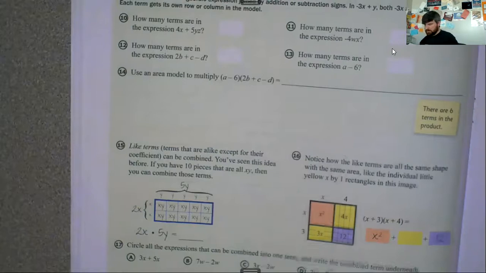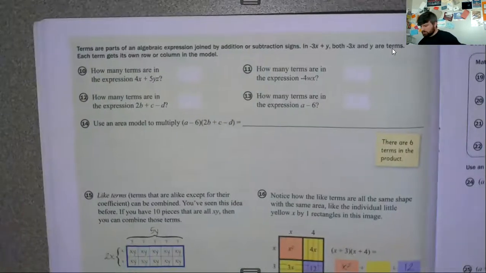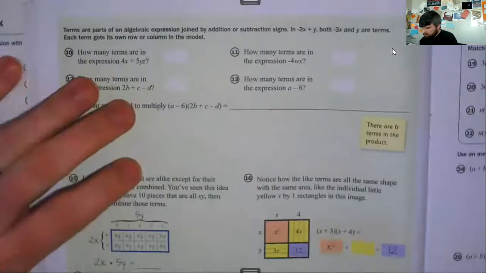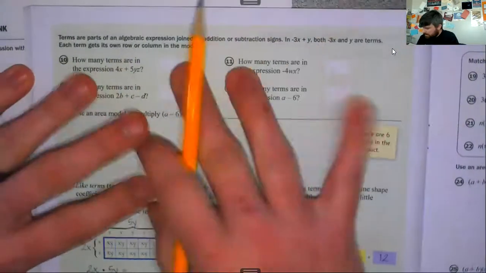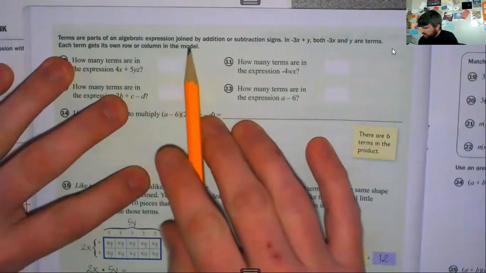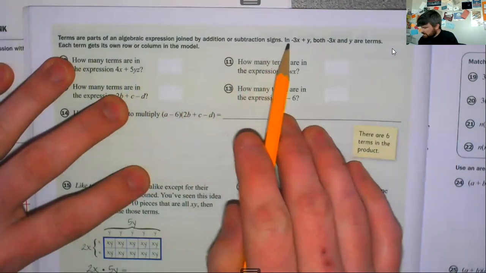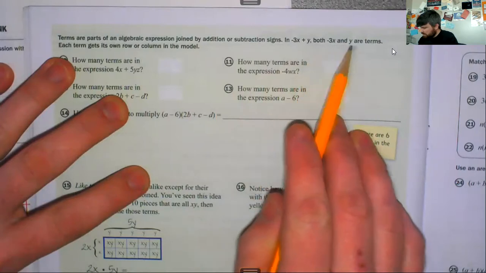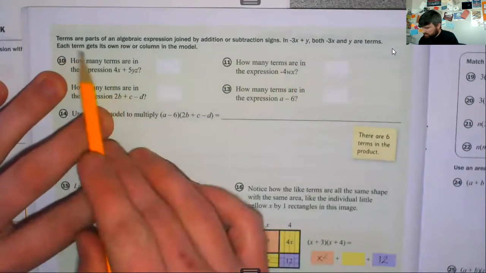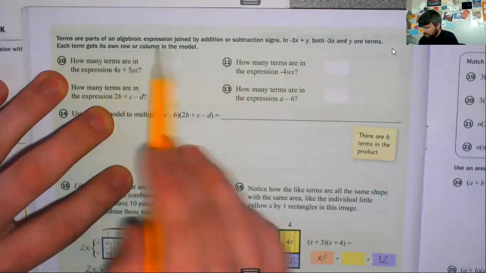Terms. It says terms are parts of an algebraic expression joined by addition or subtraction signs. In negative 3x plus y, both negative 3x and y are terms. Each term gets its own row or column in the model.